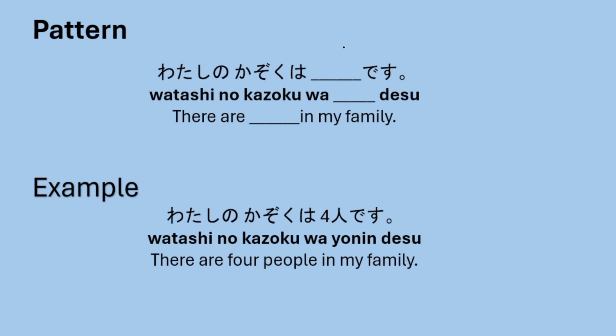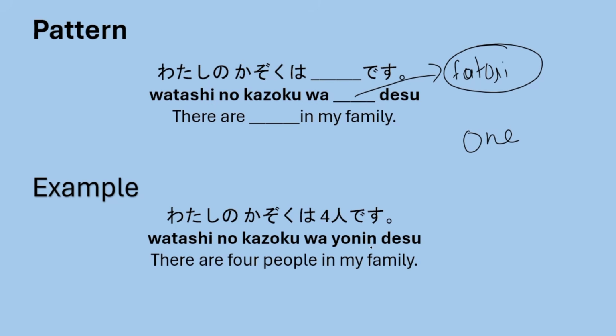How can we answer that question? You just have to add the number here. You can use the counters for people like futari and hitori. We learned these words when talking about restaurants, and I taught you those numbers in my lecture. You can add those words here, like how we pronounce one person and two people.